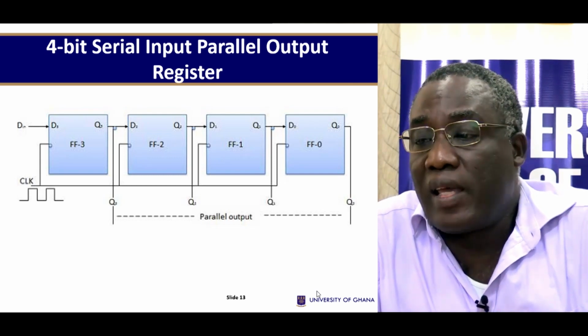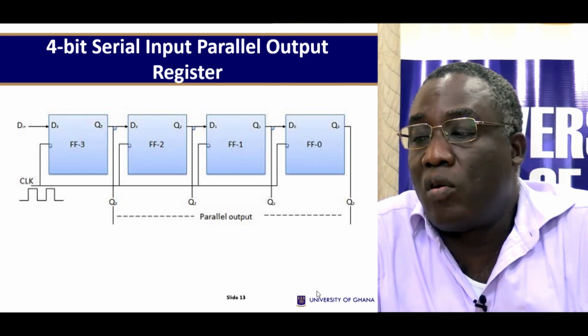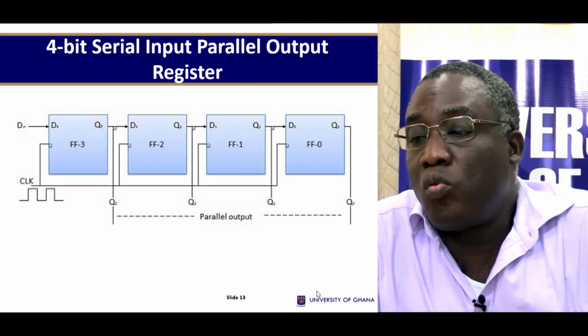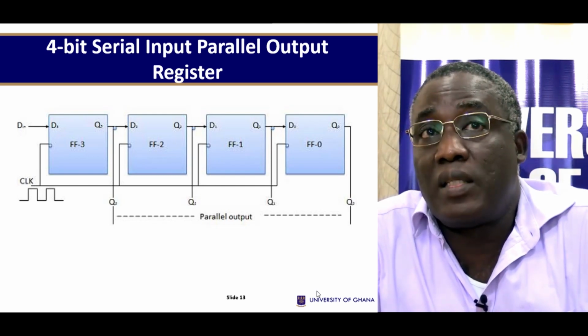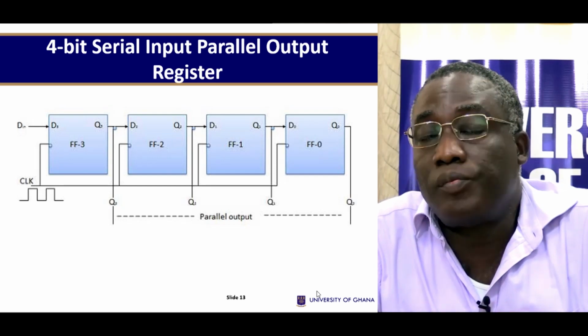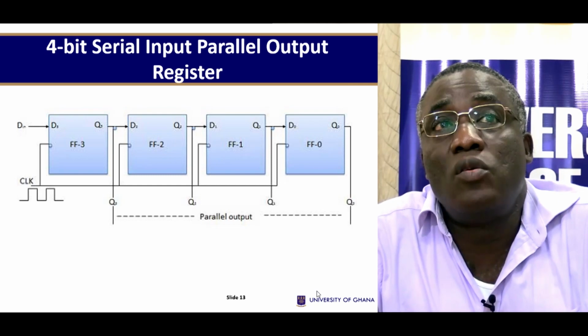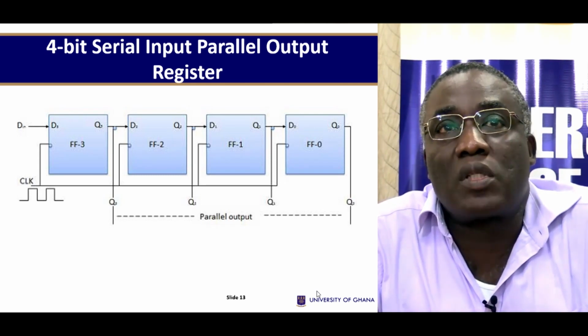You need 4 cycles to load a 4-bit word, hence the speed of operation of a SIPO is the same as that of a SISO, because you need 4 cycles to operate them. So now what you see here is that you have the input here, the data in onto D3, but then you tap the outputs out.